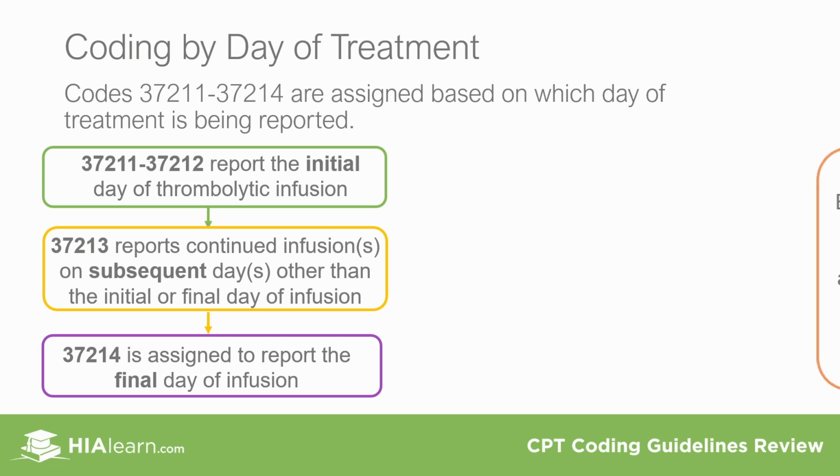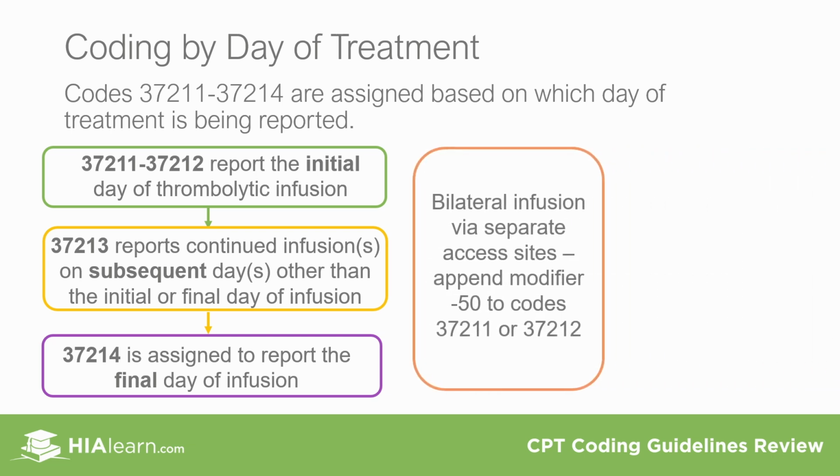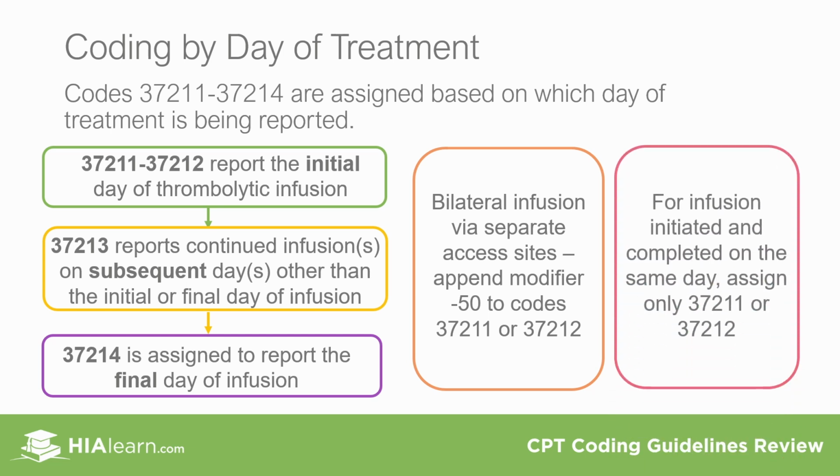If bilateral infusion is provided via a separate access site, modifier 50 is appended to codes 37211 or 37212. For infusions initiated and completed on the same day, assign only the code for an initial day of treatment, 37211 for arterial infusion or 37212 for venous infusion.